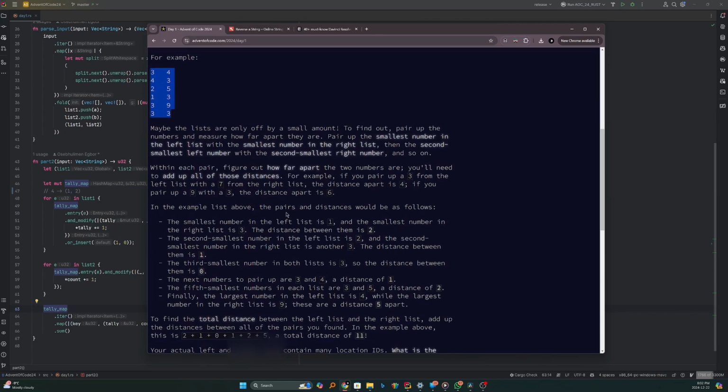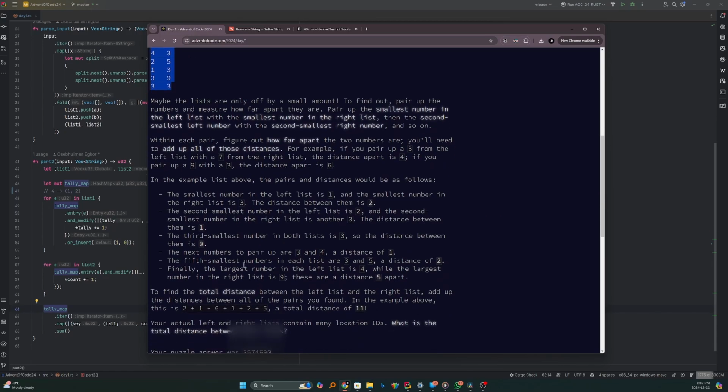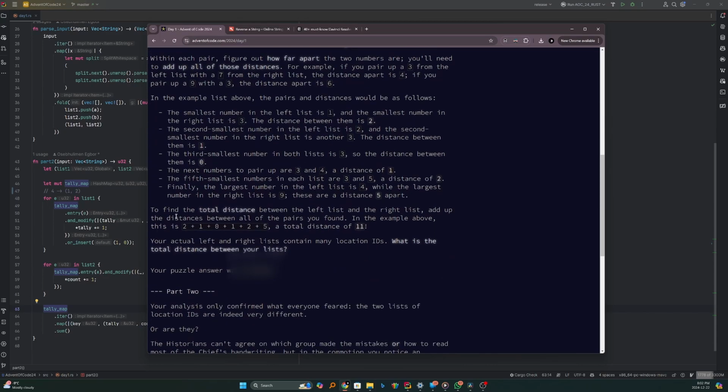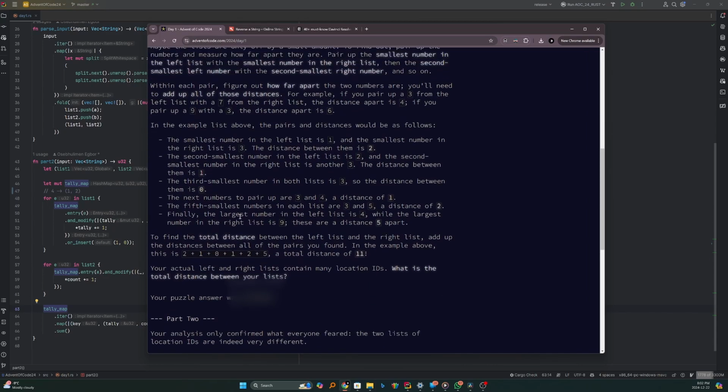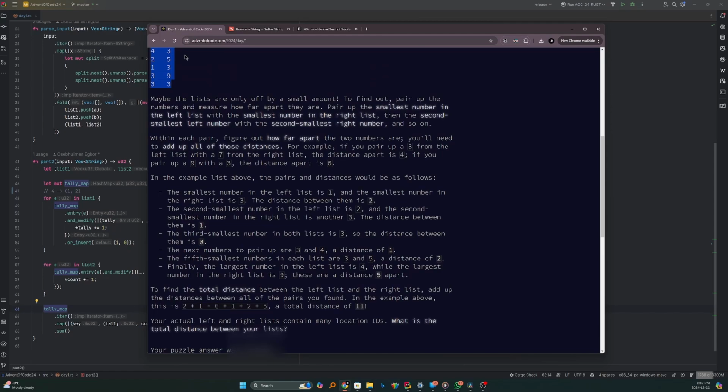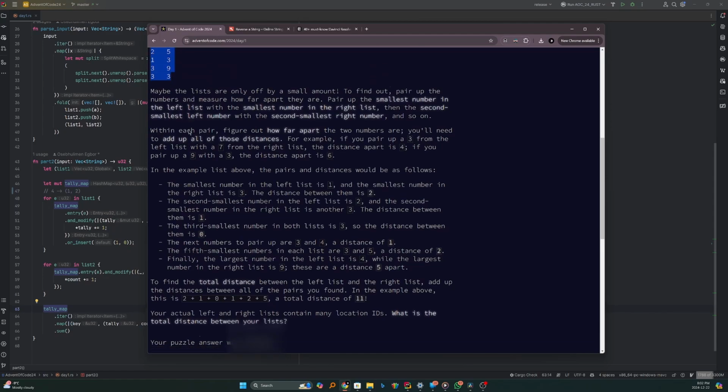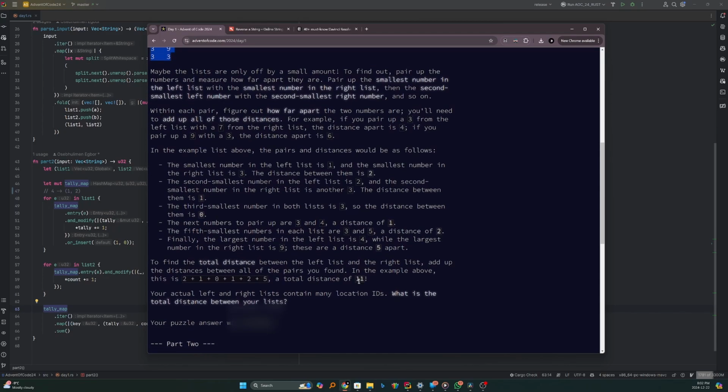All right. So in the example above, the pairs and distances would be as follows. Smallest number in the left list is 1, right list is 3, distance is 2. So again, it's like absolute difference. Make sure of that, because 1 minus 3 would give you -2, so absolute difference. And yeah, just goes to basically say, okay, third number is this. So to find the total distance, which is the main point of it all, we take the difference. For this number, subtract, take the absolute difference with this number, do that for all, and then sum them all up, and we get what we're looking for.